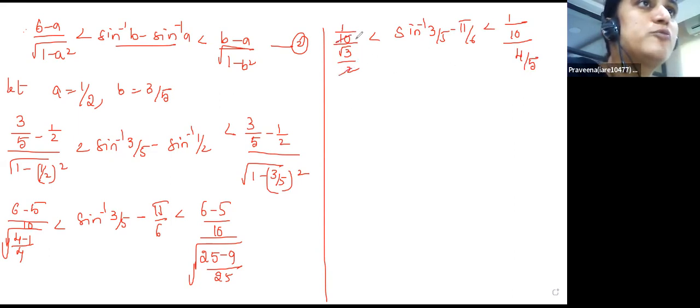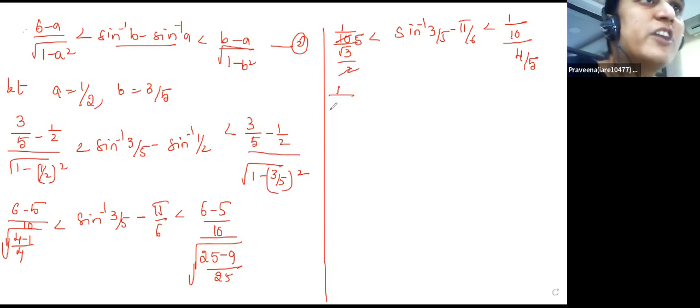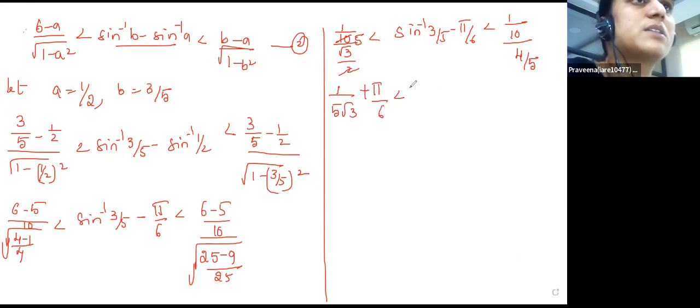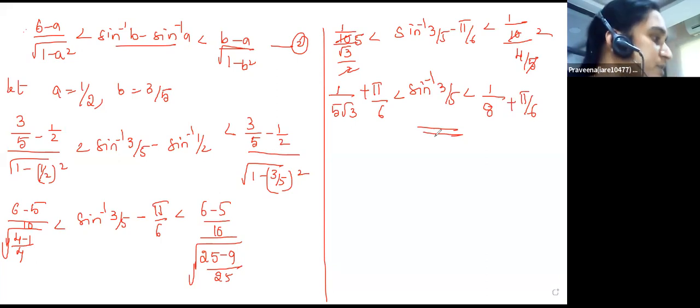Here 2 5s are. That means here this has 1 by 5 root 3. I'll take minus pi by 6 on both sides. That is plus pi by 6, less than sine inverse 3 by 5, less than 5 twos, that is 1 by 8 plus pi by 6. Okay, this is the proof for the given question.